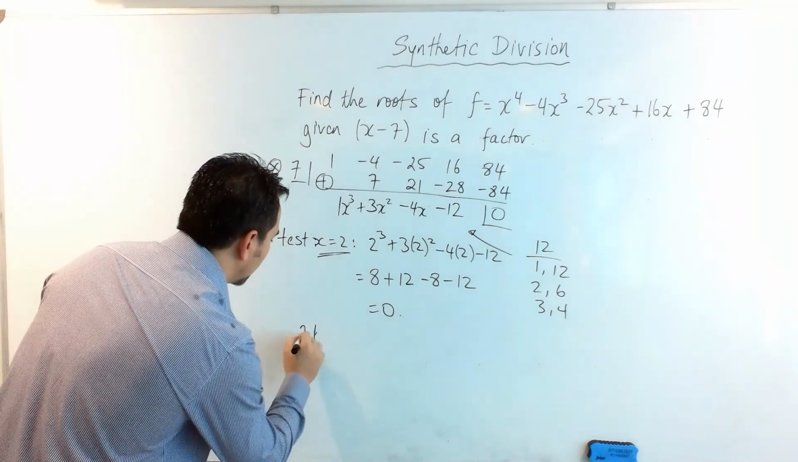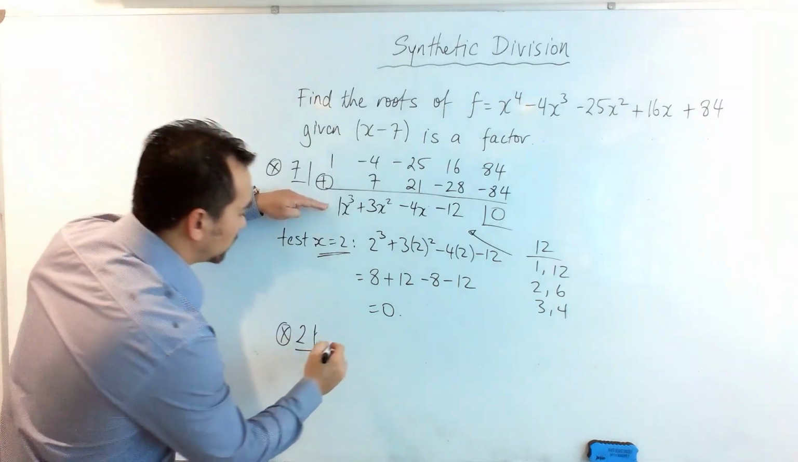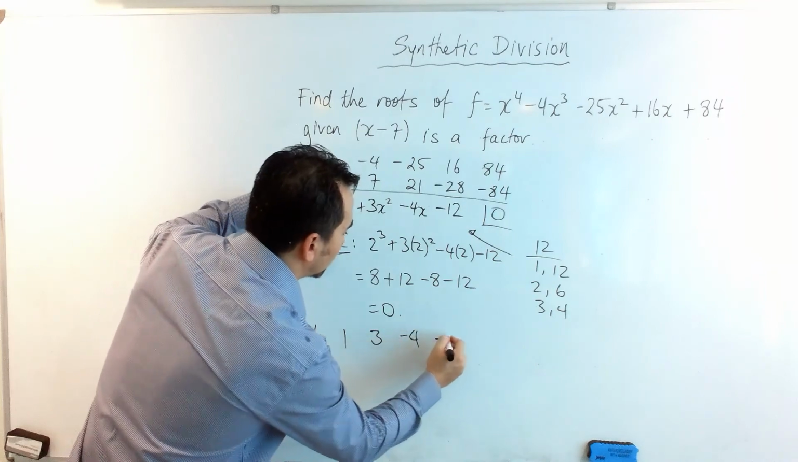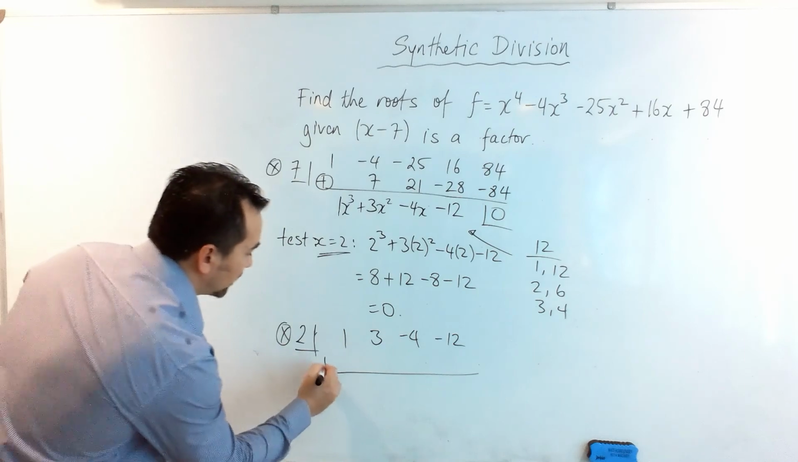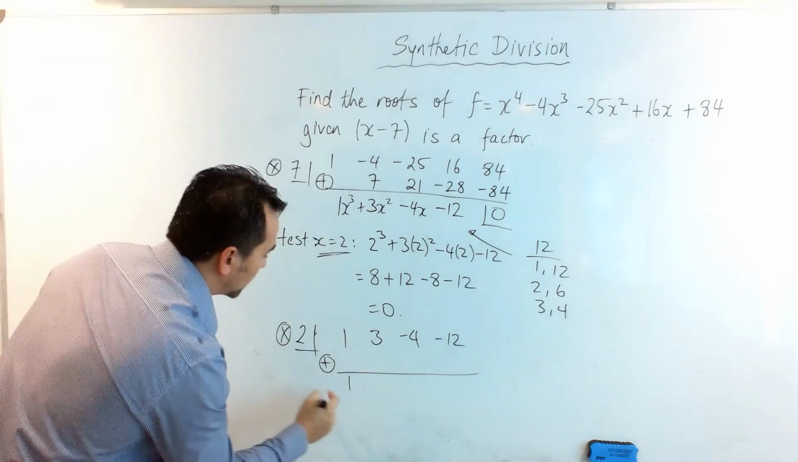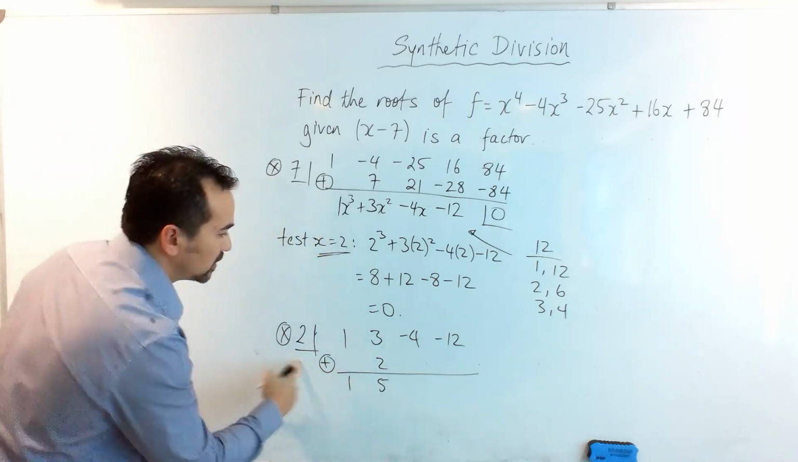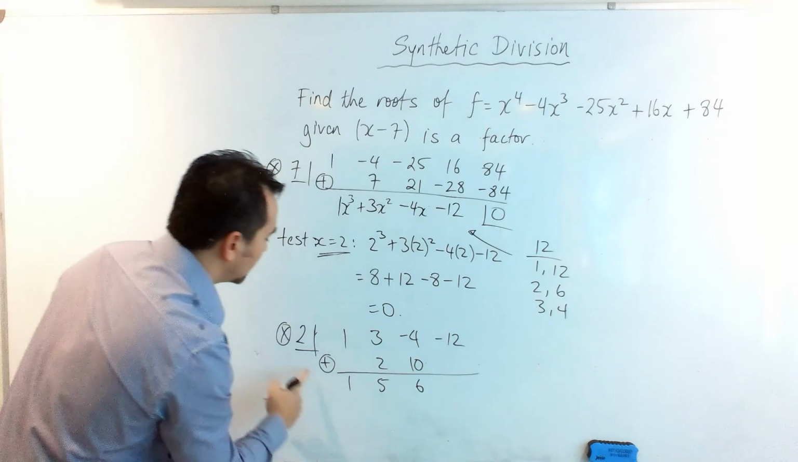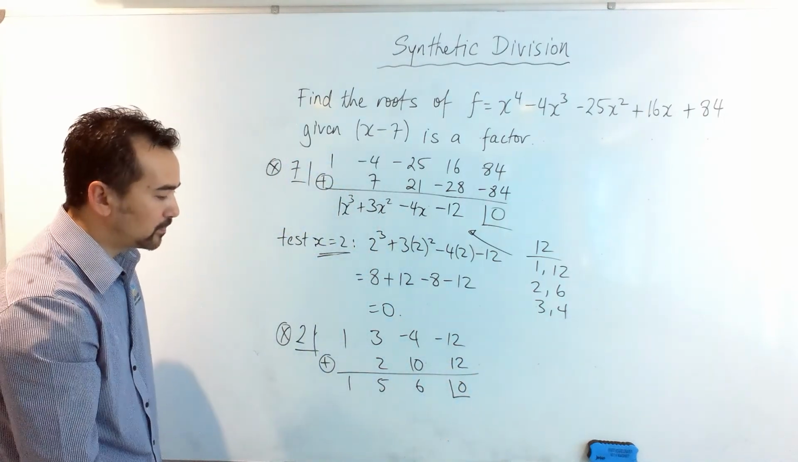So, multiplying diagonally, bring down the coefficients of this cubic, which is 1, 3, negative 4, negative 12. Adding vertically, 1 plus 0 is 1, times 2 is 2, add 3 is 5, times 2 is 10, add the negative 4 is 6, times 2 is 12. We knew this was going to come out to be 0.